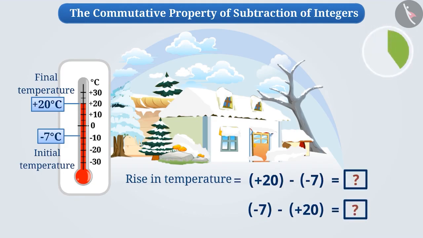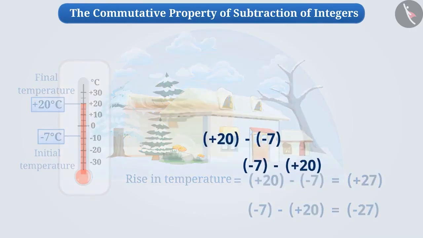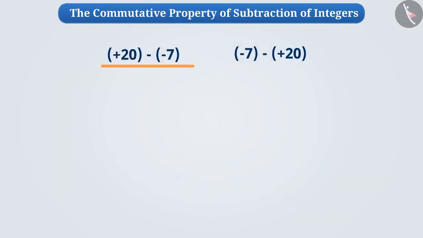Think for a while. You are absolutely right. The result will not be equal. Plus 20 minus minus 7 will result in plus 27, while minus 7 minus plus 20 will result in minus 27. In both cases, the result is not equal. Hence, plus 20 minus minus 7 is not equal to minus 7 minus plus 20.